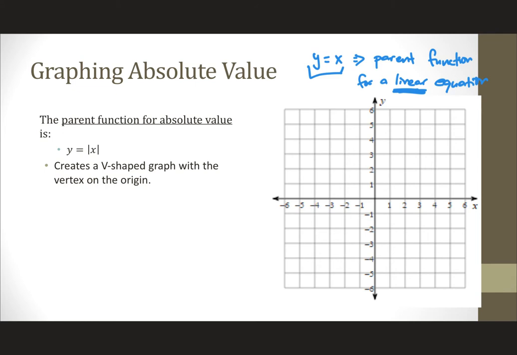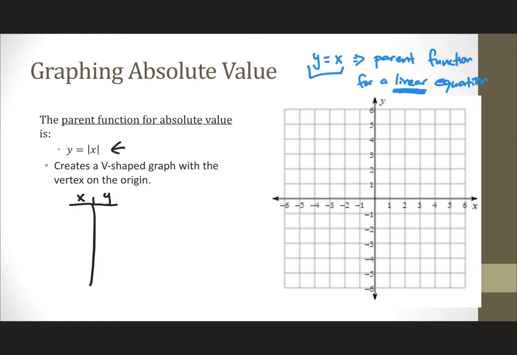However, absolute value is a different kind of line in its own right. It's a different kind of graph. Therefore, its parent function is also unique. We have the parent function of y is equal to the absolute value of x. We're going to go ahead and graph this so you can see what it looks like. In order to graph this, I'm going to create a table. Here are my x values, here are my y values.